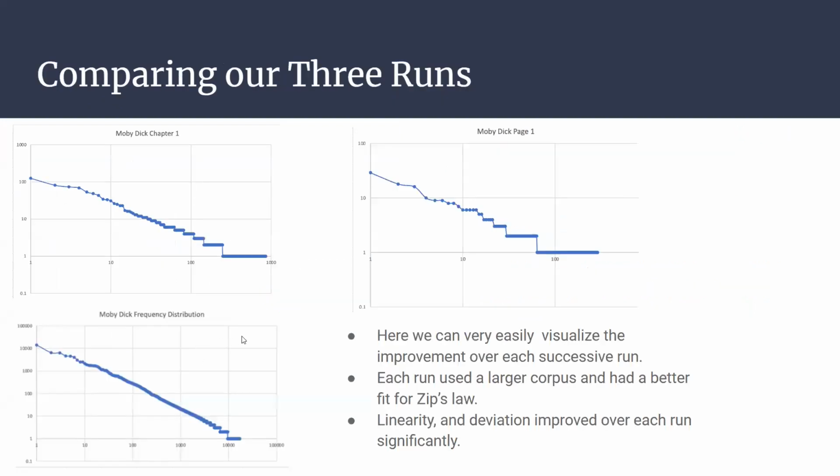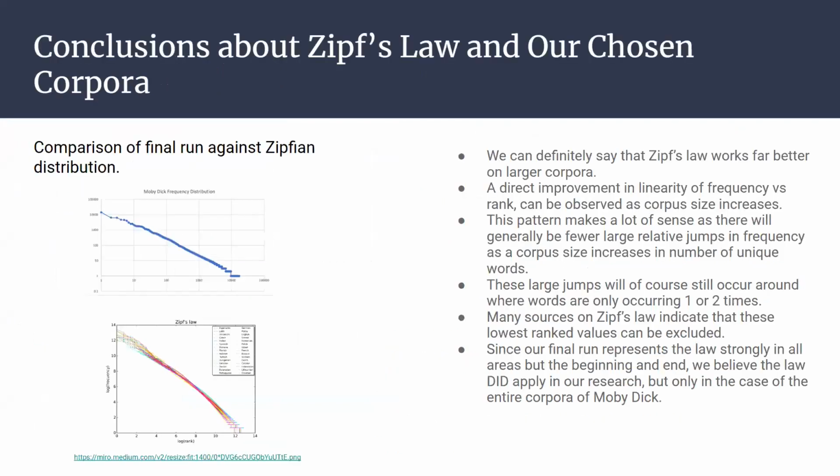Comparing our 3 runs, we can easily see that as we increase the size of the corpus, it fits Zipf's law better. They became more linear and there was less deviation as we increased the corpus, so it was a much better fit for Zipf's law.